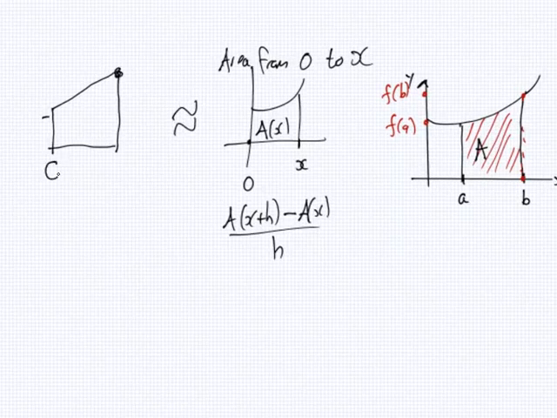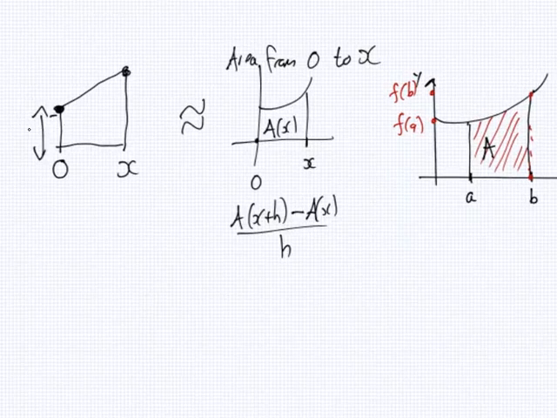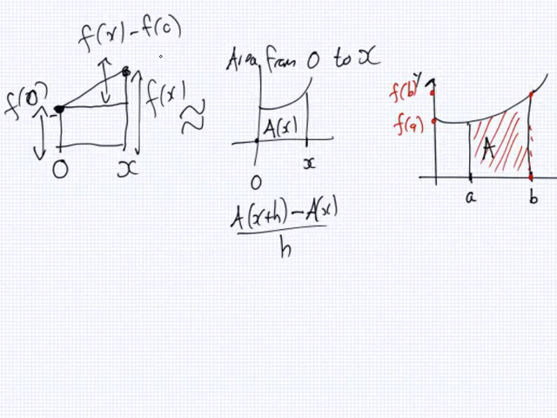So this is 0, this is x. What's the height here? f of 0, very good. And then the height here? Of f of x. Oh, sorry, 0, thank you. Now, what's the height of the triangle? f of x minus f of 0. Okay, so the area here will be half the base.